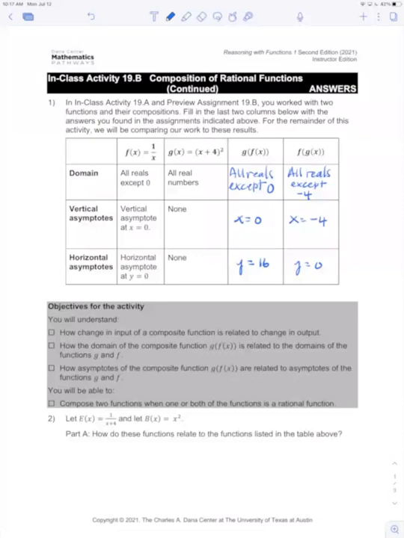2. Let e of x equal 1 over x plus 4, and let b of x equal x squared. Part A, how do these functions relate to the functions listed in the table above? Well, we could say something like they're the same types of equations, meaning one's quadratic, one is rational. So why don't we just put one is quadratic, one is rational. There we go.